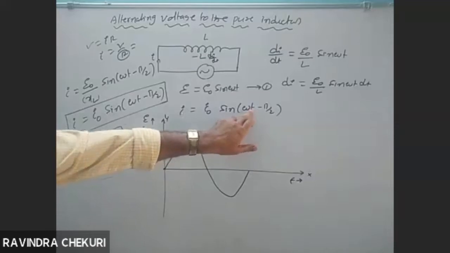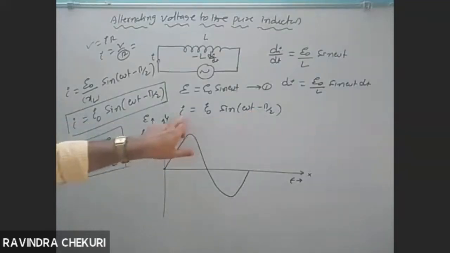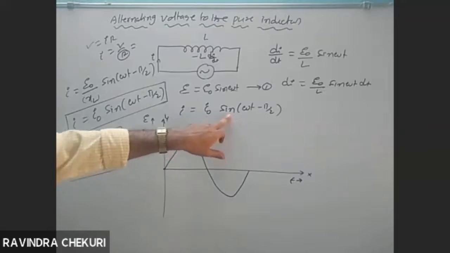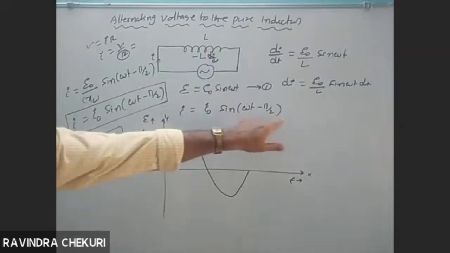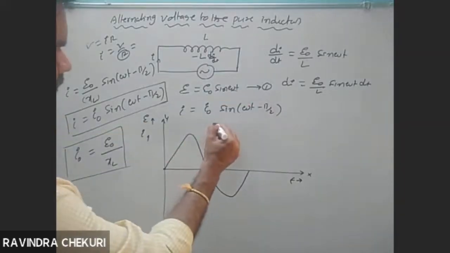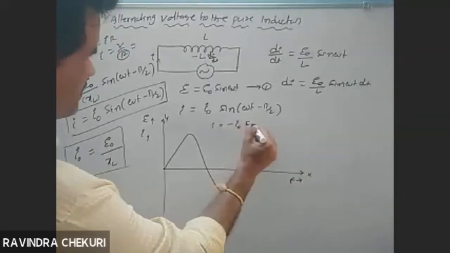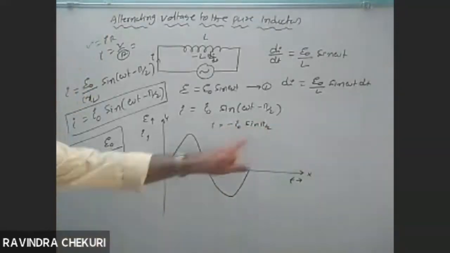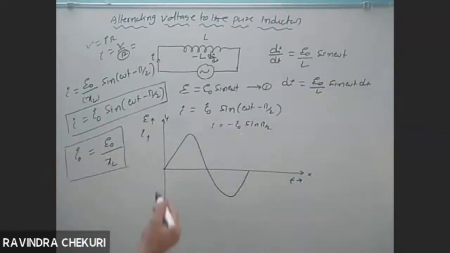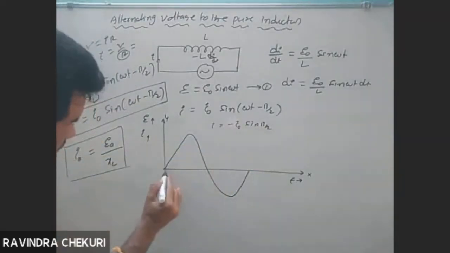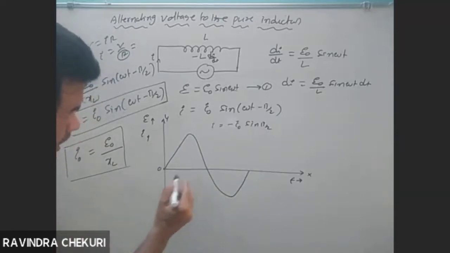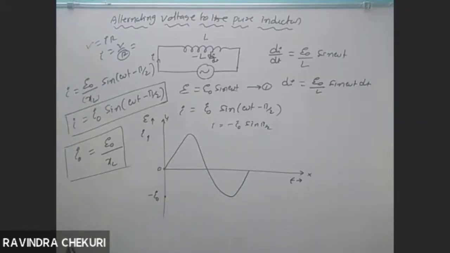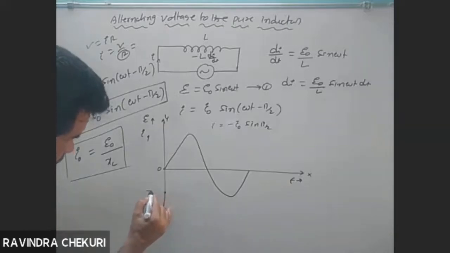But here at t equal to 0, I is equal to I naught into sine of minus pi by 2. Sine of minus theta is minus sine theta. So I is equal to minus I naught into sine pi by 2, sine 90. So at t equal to 0, current is not 0, but it is minus I naught.